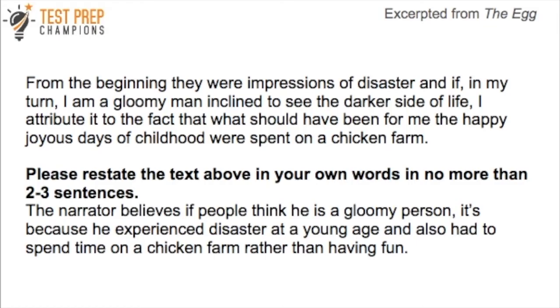So this is just an example. It would be a really unlikely chance that you guess the exact example I put here. So there's really no right or wrong answer to this as long as you gave it a shot, but I have. The narrator believes if people think he is a gloomy person, it's because he experienced disaster at a young age and also had to spend time on a chicken farm rather than having fun.